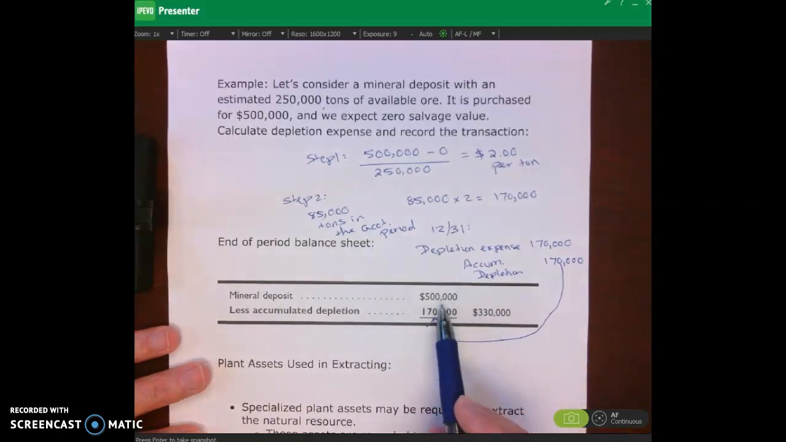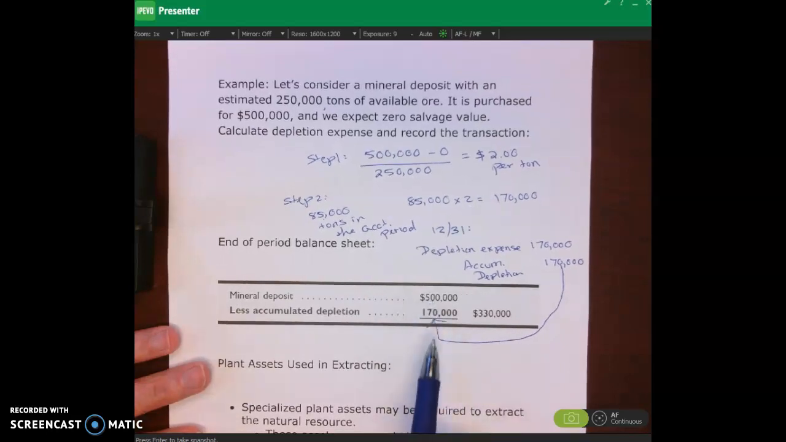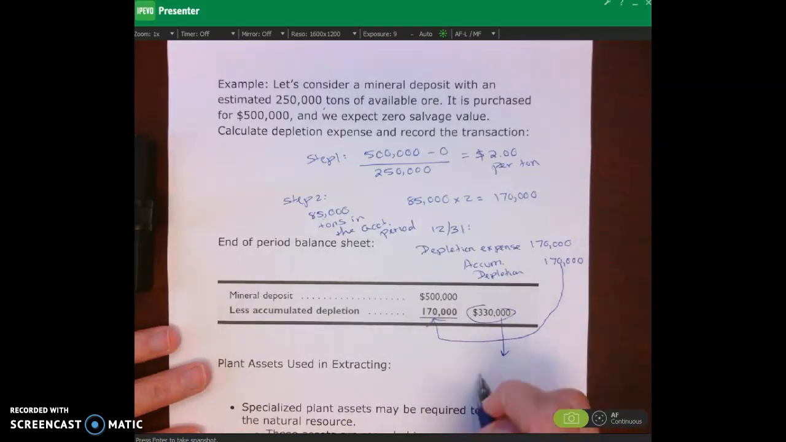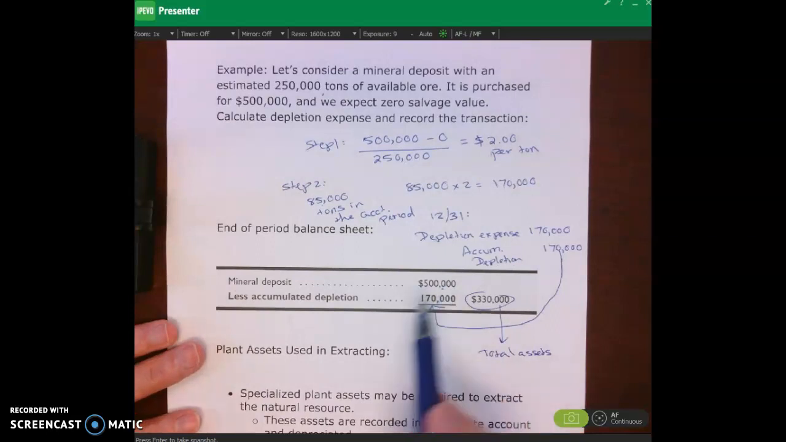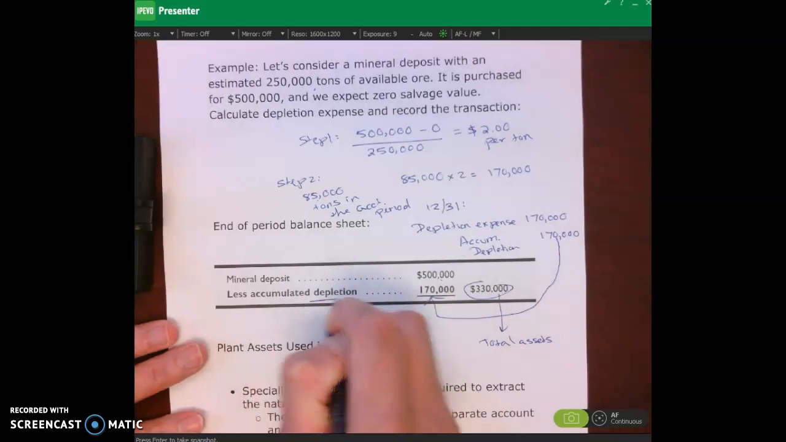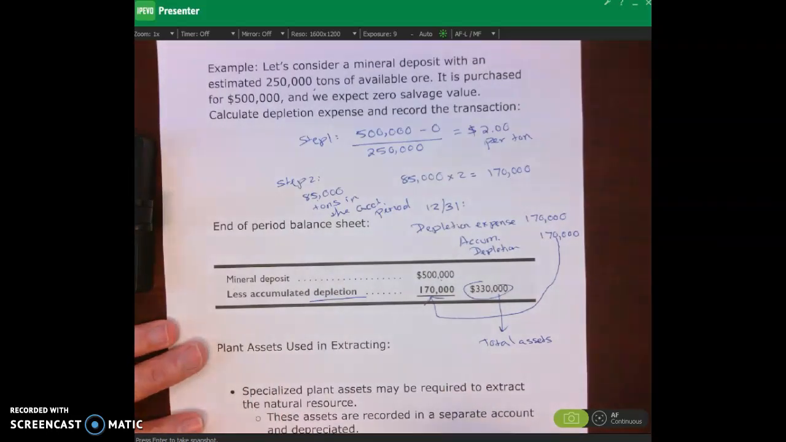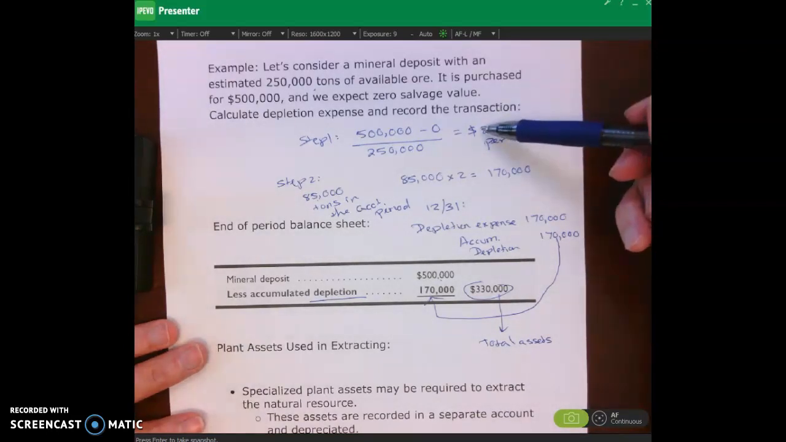And so what we were saying on that prior page is we have the cost of our mineral deposit, minus our accumulated depletion, and this is similar to the book value, and that is the number that comes into calculating our total assets. So it's very similar to the idea of having the asset cost less accumulated depreciation gives us the book value. Same idea, but rather than calling it depreciation, we call it depletion, and the way that we calculate depletion expense is based upon the units of production method.